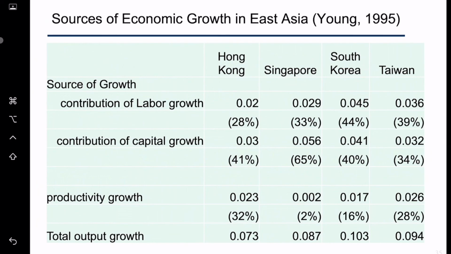In fact, I also joined this debate in my research, and I found that in the earlier period of development, it is true that growth can be sustained by the increase in factor inputs. However, in the later period of development, without productivity growth, the rapid growth cannot be sustained for these economies.